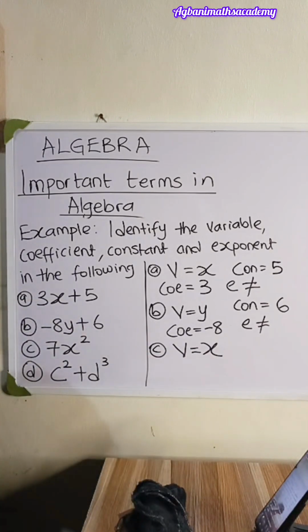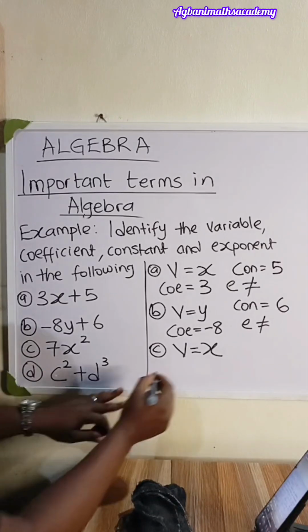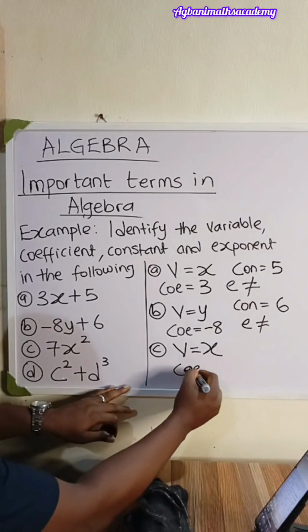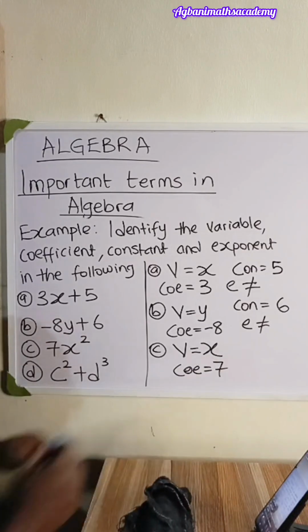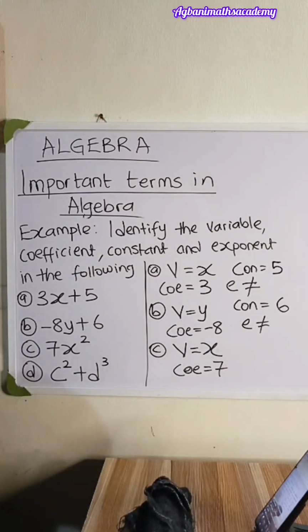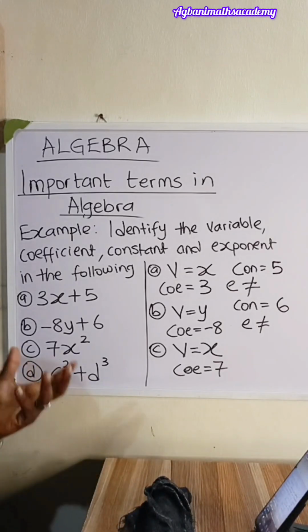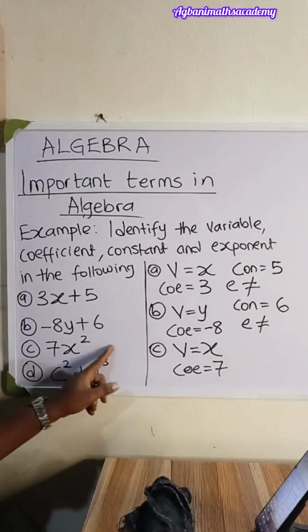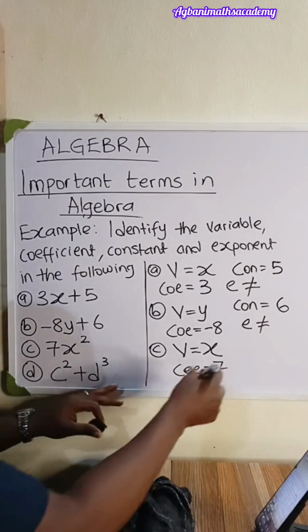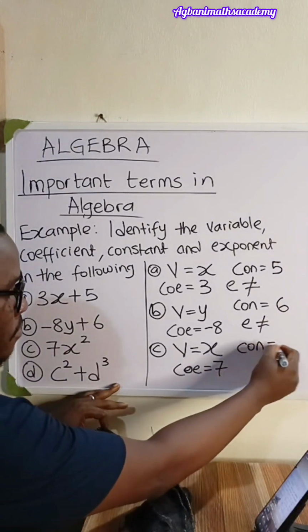Do we have a coefficient? Do we have a number in front of x? Yes. 7. So the coefficient is 7. Do we have a constant? Do we have a number that does not have an alphabet attached to it? The answer is no. There's no number without an alphabet here. So constant is not there.